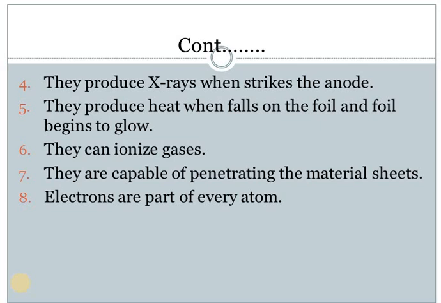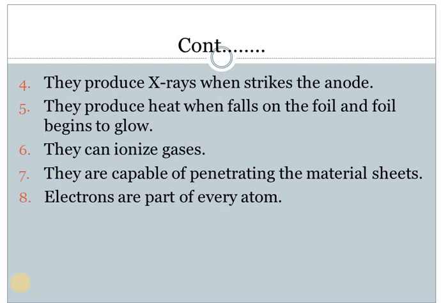Sixth point is that they can ionize gases. What is meant by ionizing gases? That they have the ability to convert the gas or the atom into an ion. How is an ion produced? When something comes and hits it, knocks out the electrons from it and leaves behind the proton or the nucleus. So we can say that they have ionizing ability or penetrating power.